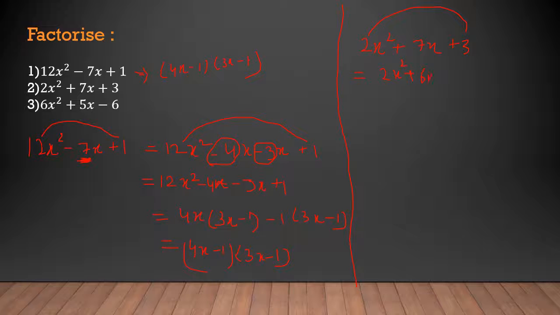We can turn 7 into these two parts, and from this we take common 2x and we will get x plus 3, and again we will take common 1 and we will get x plus 3. So again if we take common x plus 3, we will get 2x plus 1 into x plus 3. These all questions are taken from NCERT books.